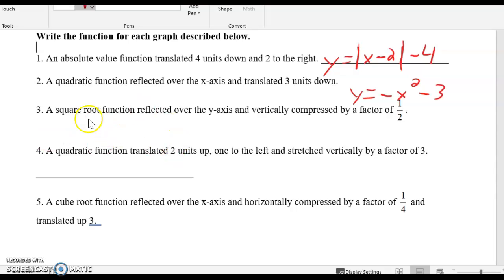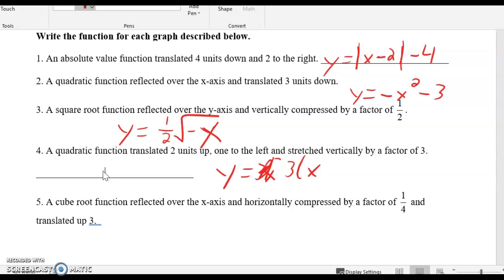A square root function reflected over the y-axis and compressed vertically by a factor of 1/2. So 1/2 goes on the outside, -x on the inside. Okay, and running out of time, but I want to make sure I get these in. A quadratic function stretched vertically by a factor of 3. 2 units up and 1 to the left.